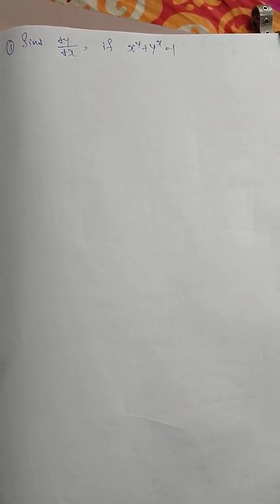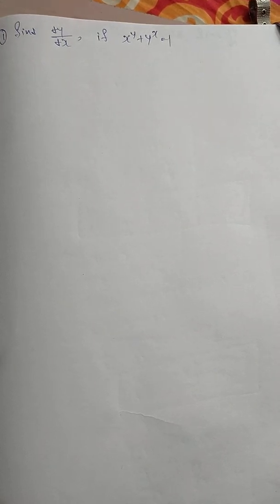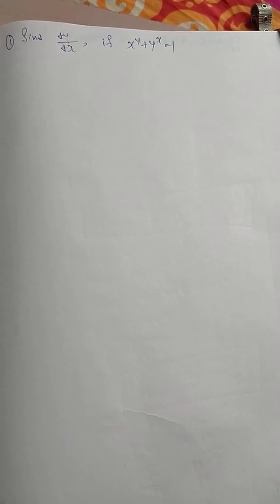Okay, students. So we'll go for the next problem. Find dy by dx if x to the power of y plus y to the power of x is equal to 1. So in the last class, we discussed logarithmic differentiation. So this is also a problem on logarithmic differentiation only. Here the problem is given in the form of an implicit function.